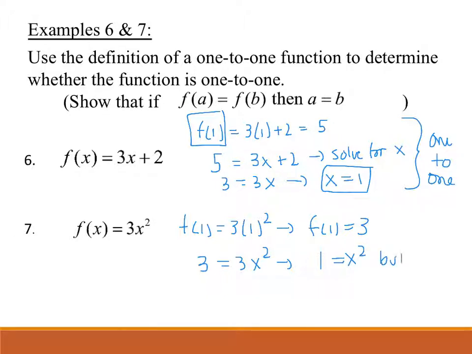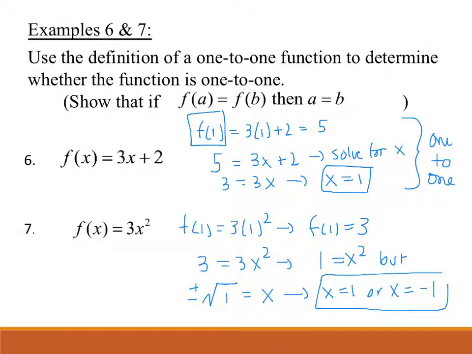But we have x squared. We take the square root of both sides. We get the square root of plus or minus 1 is equal to x. This means that x is equal to 1 or x is equal to minus 1. There's our problem. This is not 1 to 1 because we get two answers for 3, whereas when we first evaluate f of 1, we get just 3. So this is not 1-to-1.